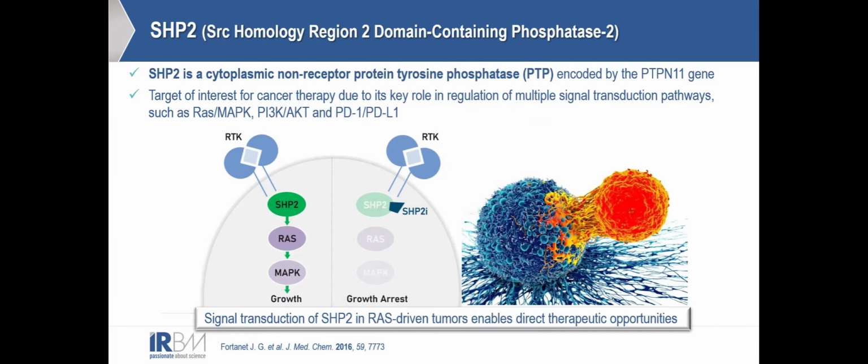For example, as represented here, that is the RAS cascade. So SHP2 induces this cascade, which is translated into cancer cell growth. On the other hand, when SHP2 is inhibited, the opposite behavior is observed: cancer cell growth arrest. So, in a few words, this target is really important because it represents a novel therapeutic approach against cancer.